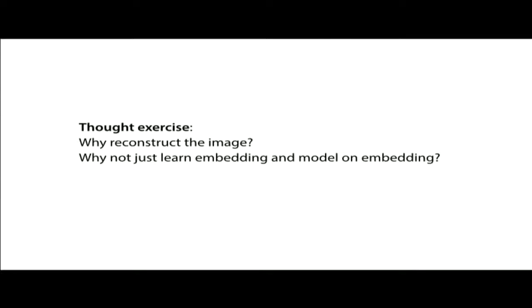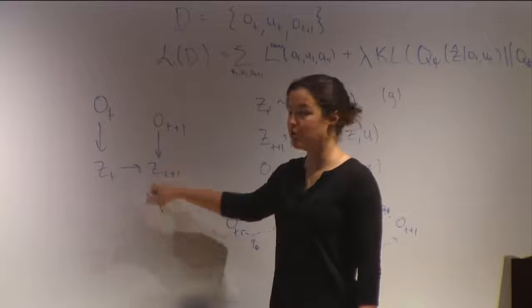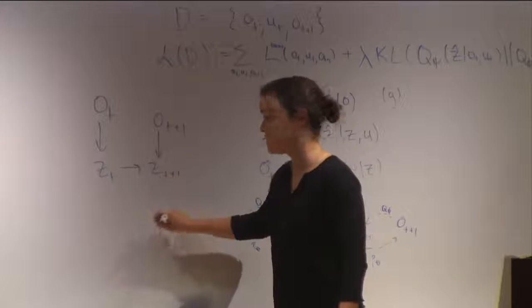Okay. And then to conclude, I'd like to ask you something, which is why do you have to reconstruct the image? Why not just learn an embedding G that maps from your observations to Z, and learn a model that maps from O to ZT and ZT plus 1, OT plus 1? Why not just try and train a model such that you can predict its next latent state, rather than also having the arrow that reconstructs the image from Z?